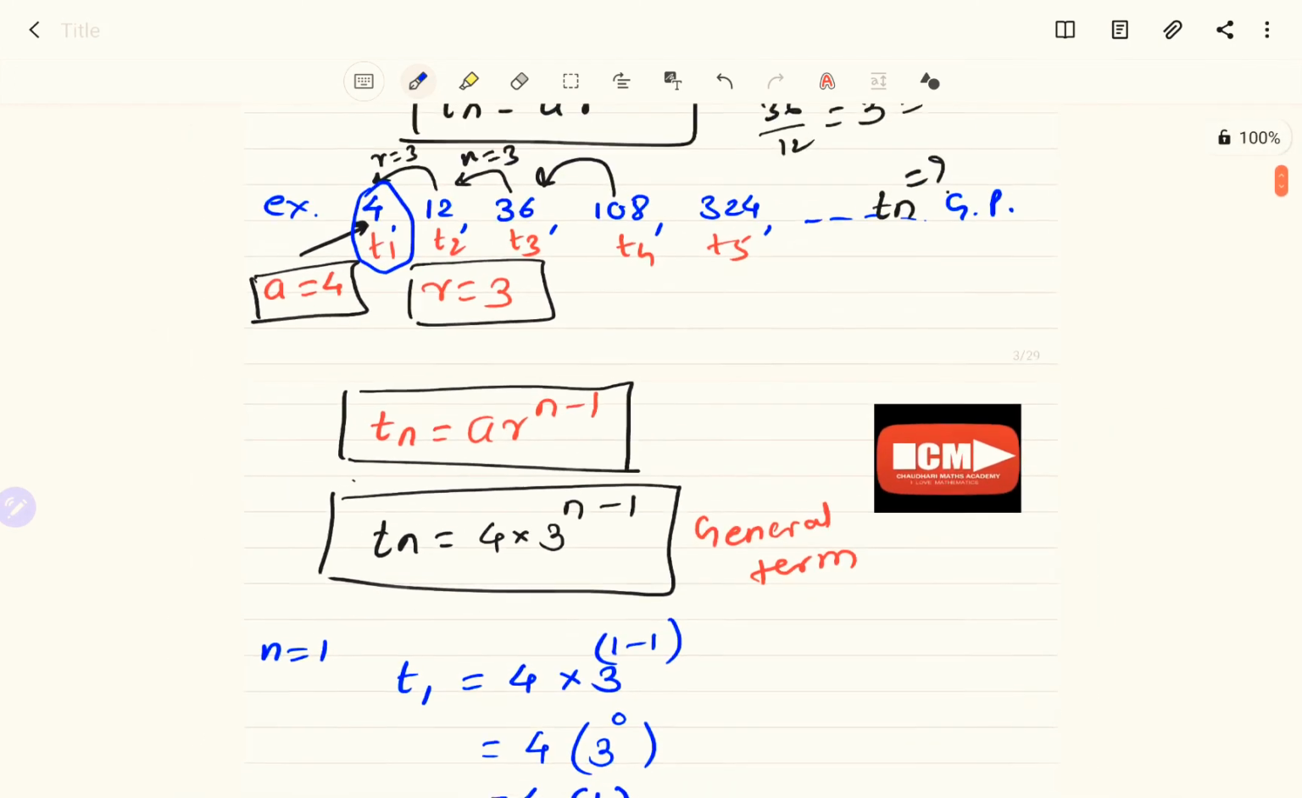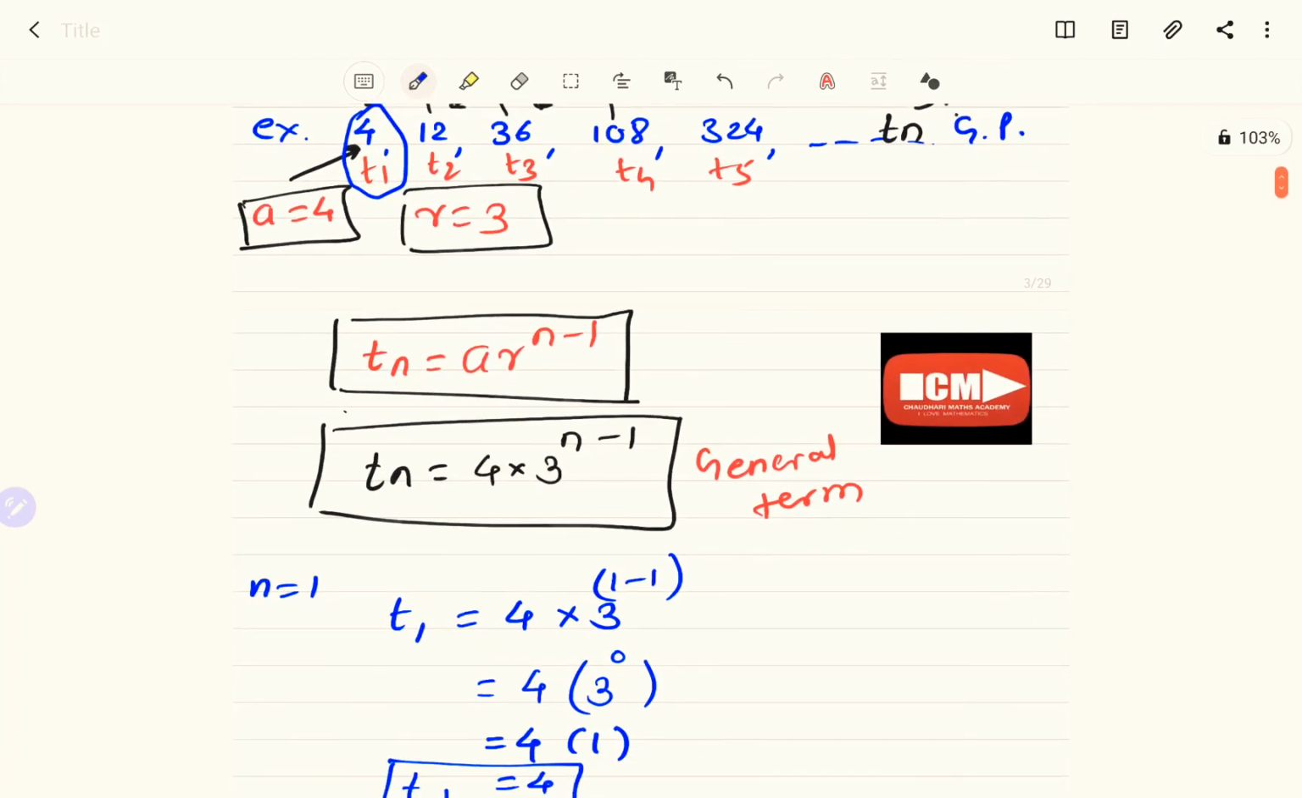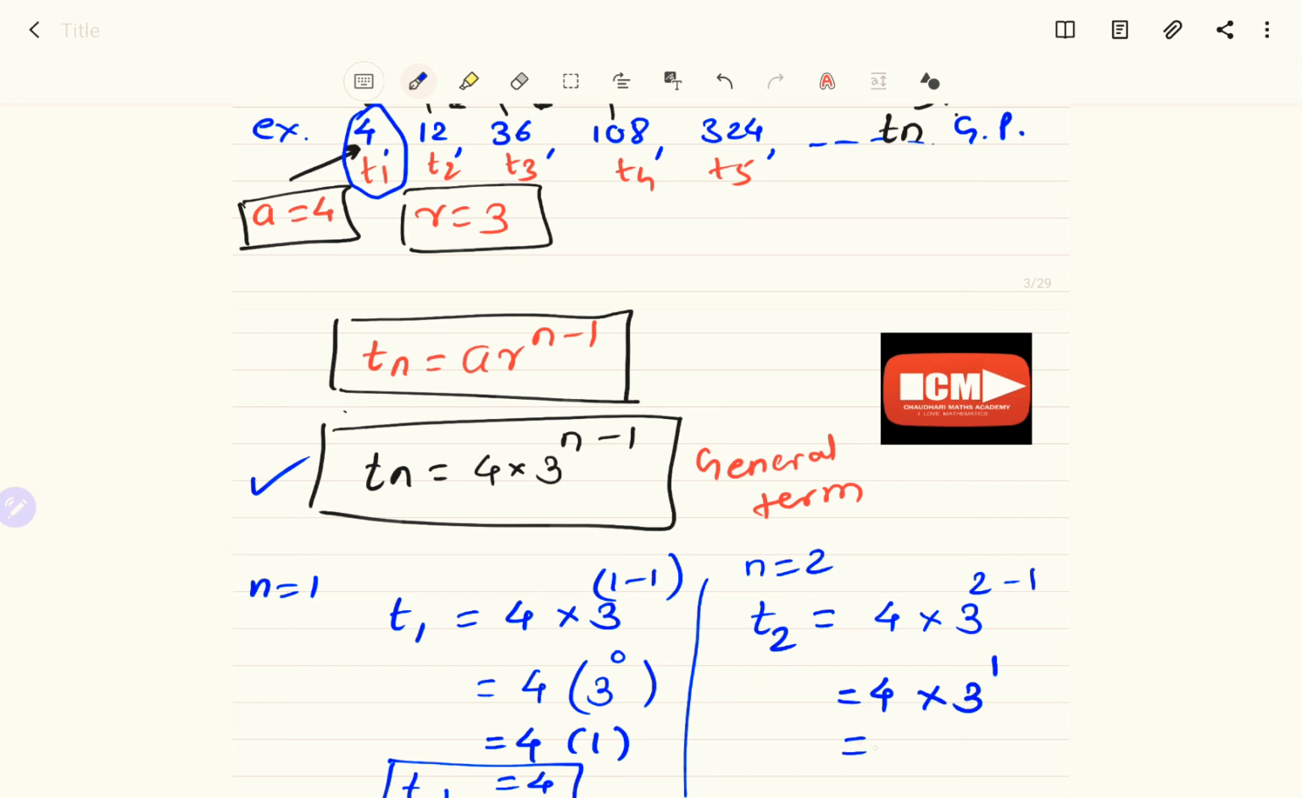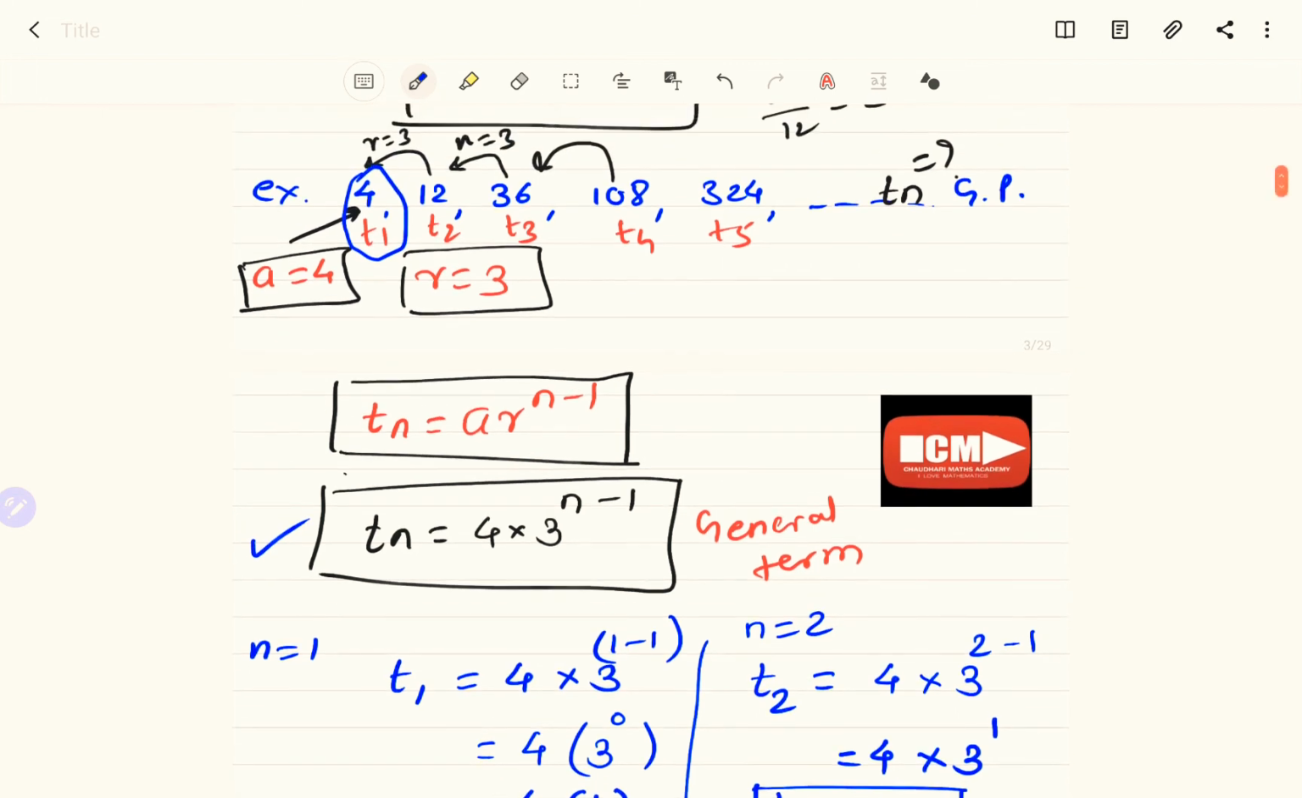Now let's try to find the next term. Here I am considering, let's say, n equal to 2. I'm applying the same formula. Let's substitute n equal to 2 in it. It's 4 into 3 raised to 2 minus 1. So it's 4 into 3 raised to 1. So 4 3s are 12, and you will observe the second term of this example of geometric progression is 12. So try to observe the second term in this case is 12.